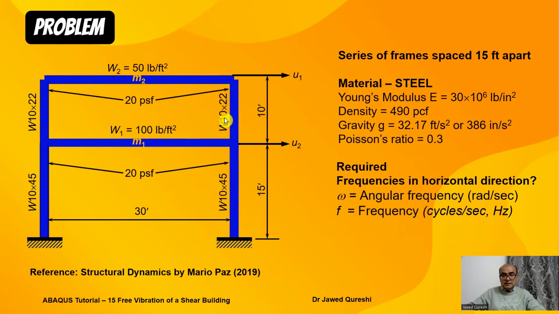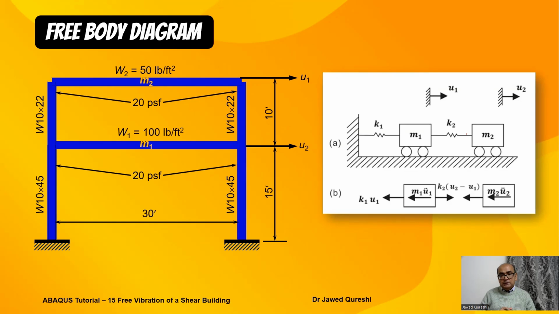The first dimension is the depth of the section in inches. The second is the mass of the structure in pounds per foot, so it's not going to make a huge difference. I'll be using US units for the first time. Steel Young's modulus is 30 times 10 raised to 6, density 490 pound second squared per inch to the power 4, gravity 386 inch per second squared, and Poisson's ratio is 0.3. We're required to find the angular frequency and frequency in hertz, and we'll compare the results obtained from Abaqus and manual calculations. For solving this structure manually, we will have a free body diagram with springs and masses.